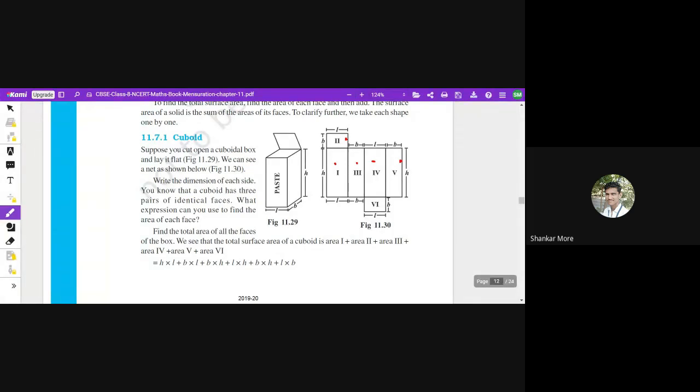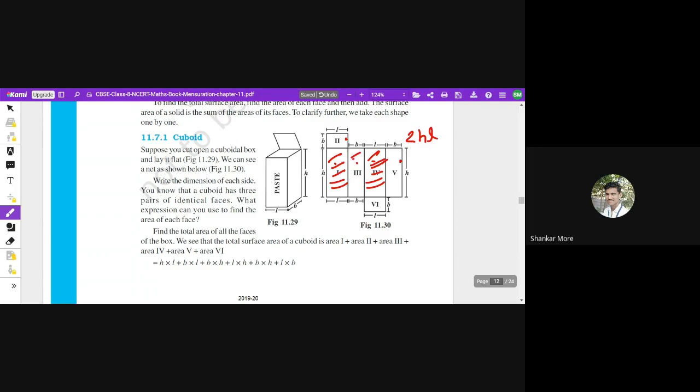So, look, here we have opened a box. Now, if you see here, this is the height for this particular rectangle, right? And this is the length. So, let's consider only the first rectangle. The surface area of this rectangle will be H into L, right? H into L. And the similar one is this one. So that means 2h into l, okay?